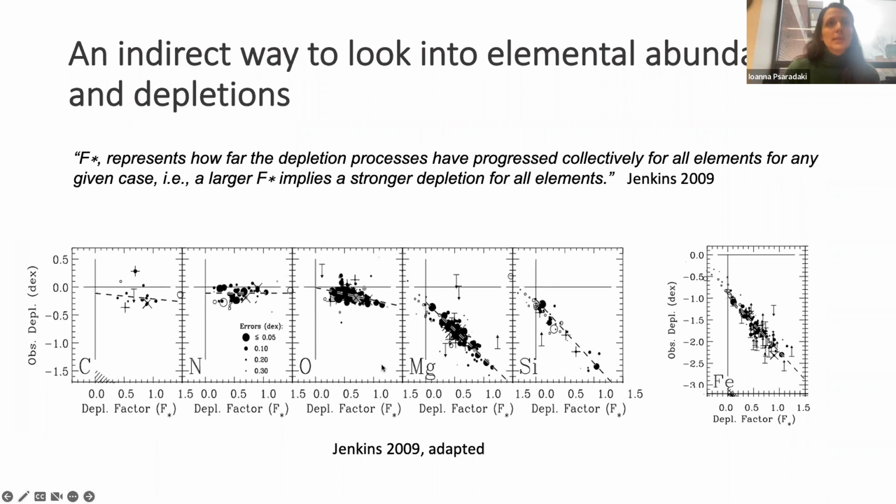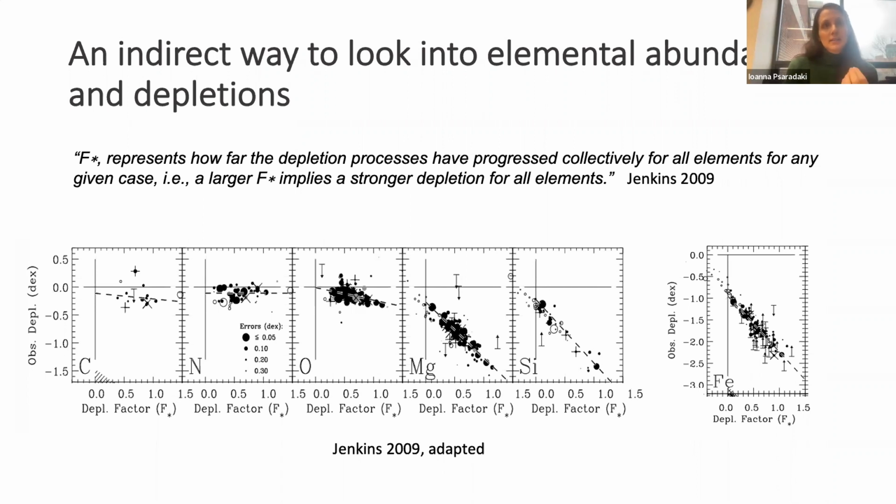And this is what we see in this plot here. So it shows for a few elements the observed depletion of these elements, as a function of how the total depletion for all the elements has progressed collectively. So we can see, for example, that for carbon and oxygen, we have mild depletion, and magnesium, silicon, and iron are highly depleted. So we expect to have these elements in another form, possibly dust.